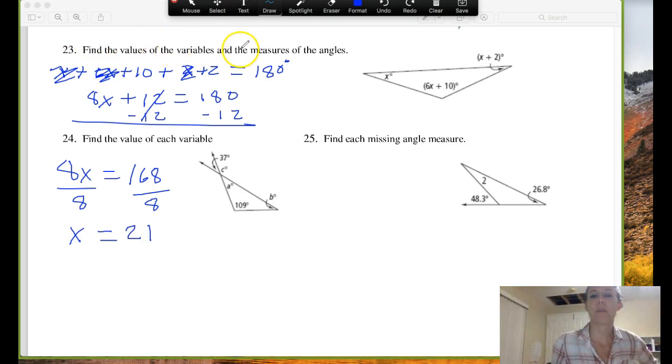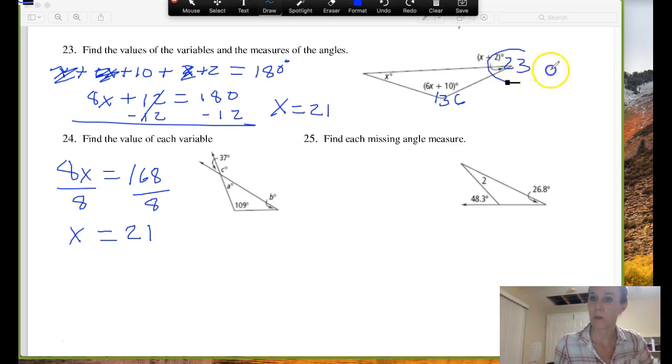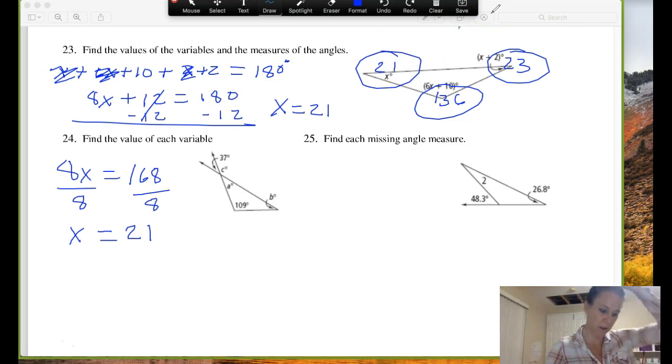Find the values of the variables and the measured angles. So my first thing would be x is 21. And then that would be this angle. And then this angle would be 21 times 6. So 21 times 6 is 126 plus 10. So this will be 136. And then 21 plus 2 will be 23. 23, 136, and 21 are all of the measured angles. And there you have it.